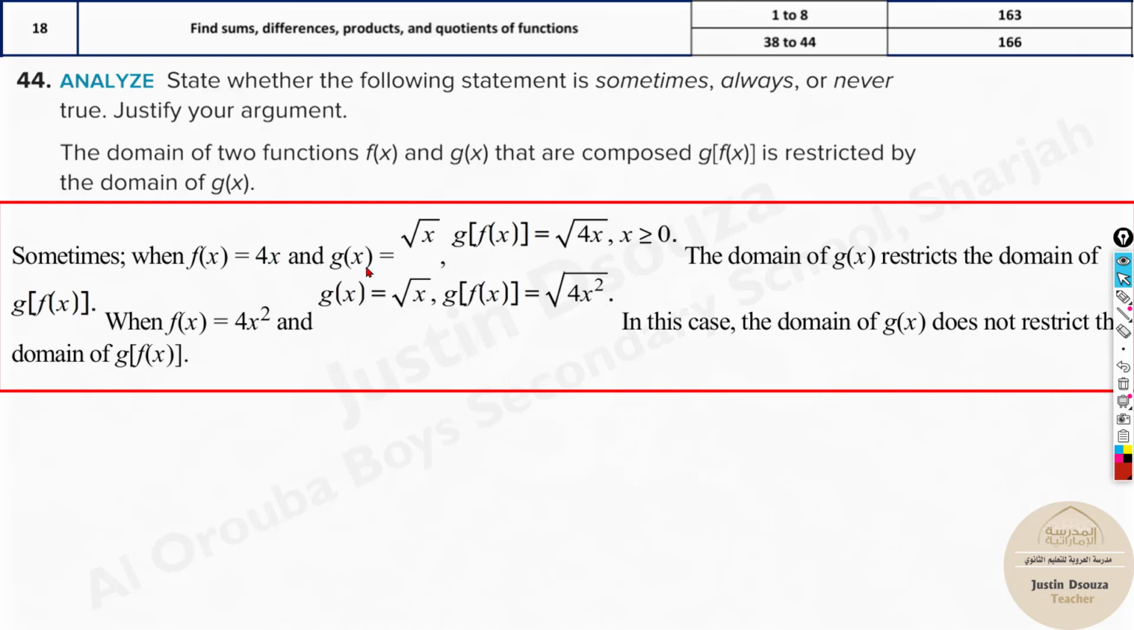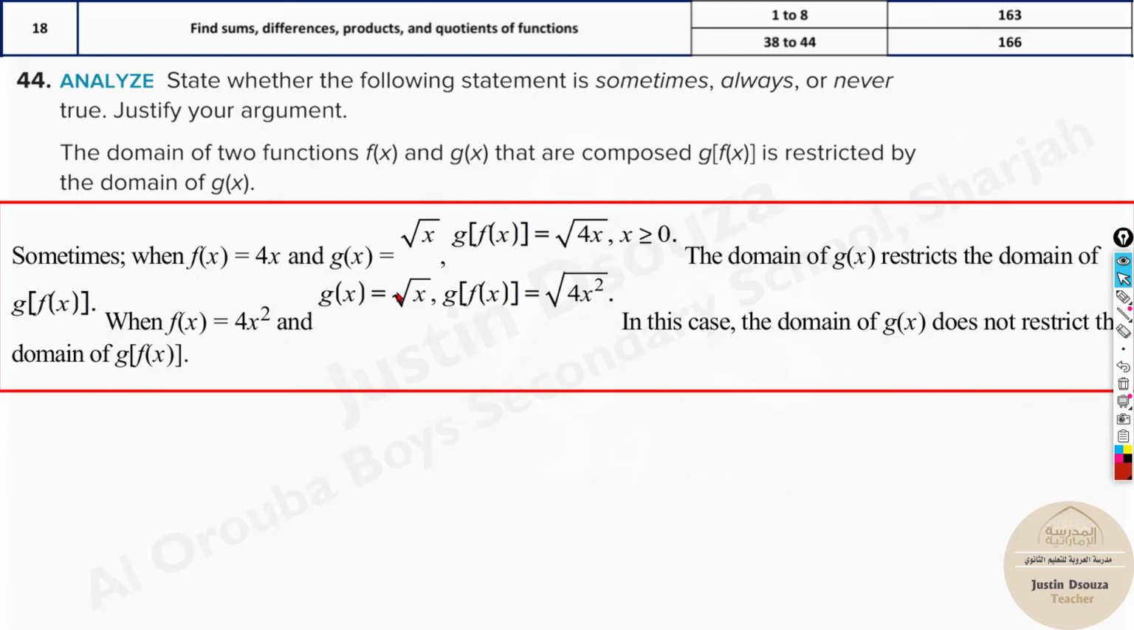Over here, how are we composing? We are composing g of f of x. Now instead of x, what do you put? 4x. Over here you put 4x. Now yes, the domain of g of x is what? Square root. This is restricting. Why? Because x cannot be any negative number. It should only be positive real numbers.